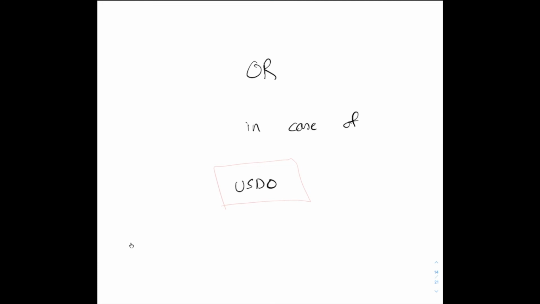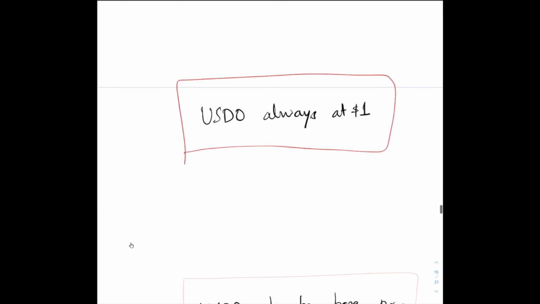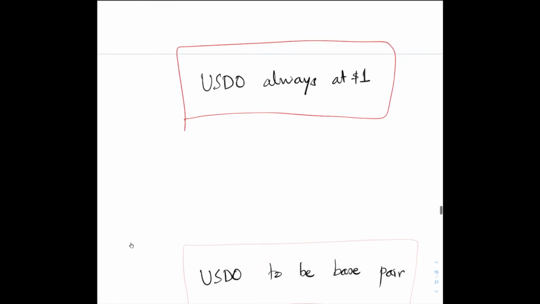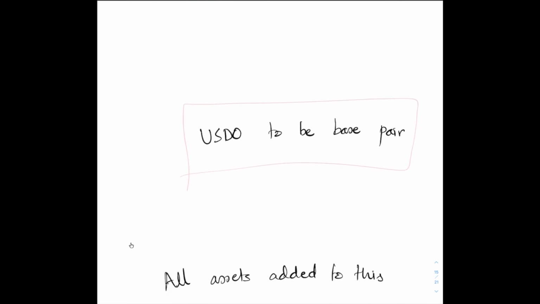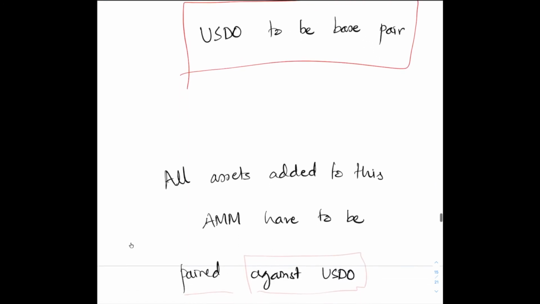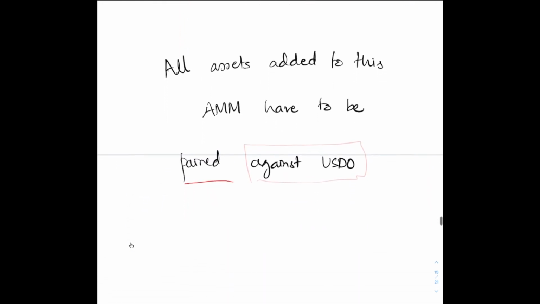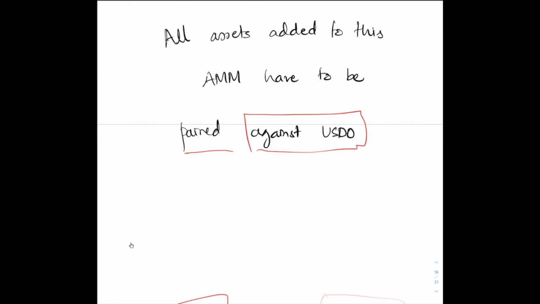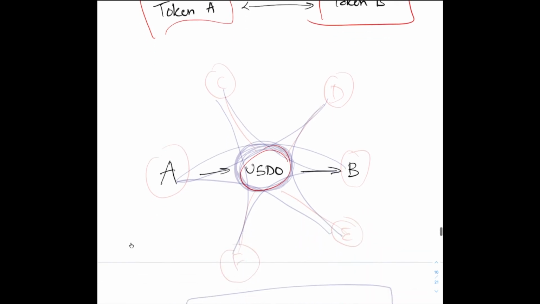Now, what we can do is, if we build such a system, in case of USDO, we can always set USDO at $1 in such a system, which means USDO is always treated as $1 and is going to be the base pair of such a system. So if you want to add any asset to this AMM, it has to be paired against USDO, which means if you want to go from token A to token B, you'll first have to go from token A to USDO and then to token B.